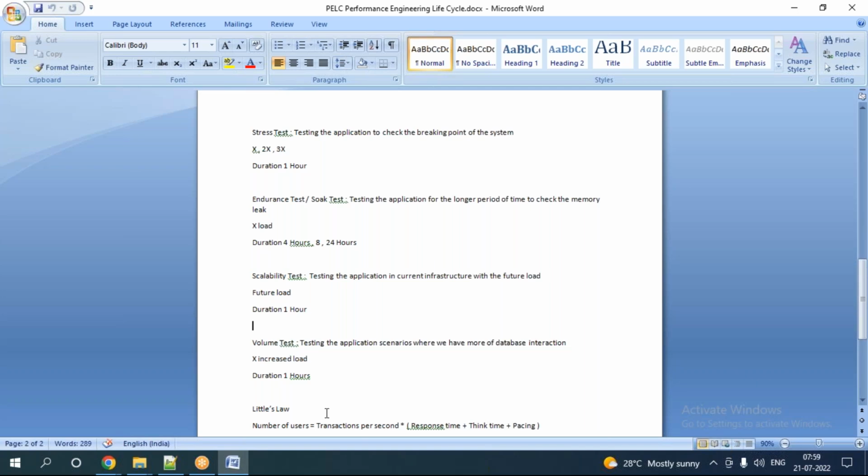So this is how you have to define your test type if somebody is asking, and this is how you have to perform the test. I mean, how much load and how much duration, like that, we should understand. Everybody clear? Any question in this?